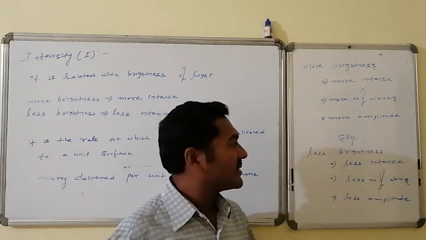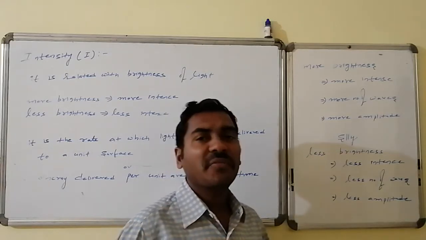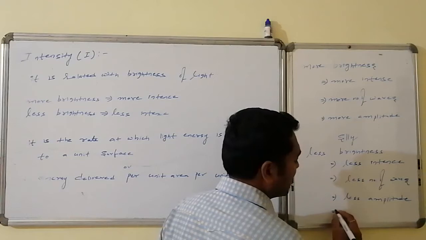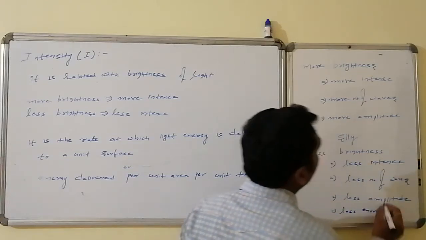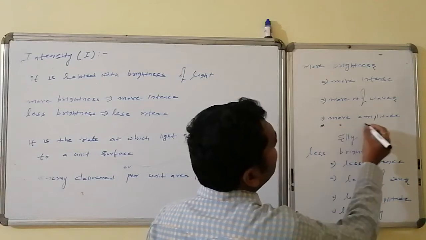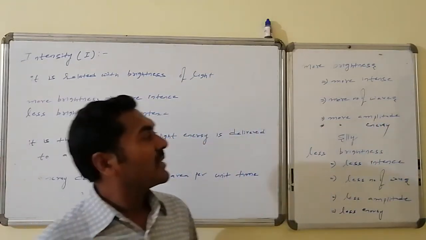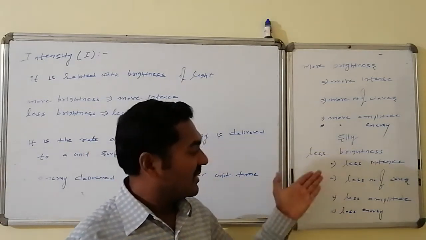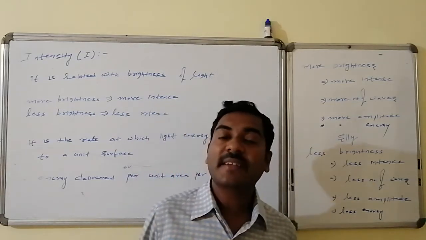Similarly, less brightness, the meaning is less intense, less amplitude, less number of waves, less energy, and here more energy. Thus, more brightness, more energy, more intense, more number of waves, more amplitude. Similarly, less energy, less brightness, less intense, less number of waves, lesser is the amplitude.